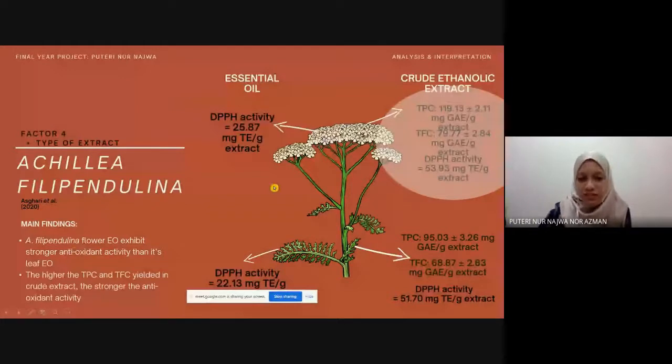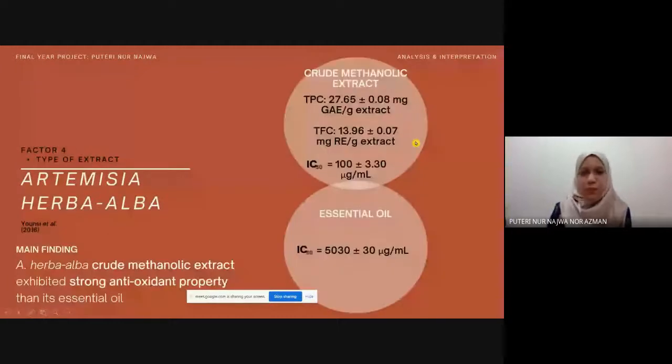And the higher the TPC and TFC yielded in crude extract, the stronger the antioxidant activity, which can be observed here in the leaf ethanolic extract. Moving on, still with the same factor, type of extract, but with results from Artemisia herba alba, the main finding is that A. herba alba crude methanol extract exhibited stronger antioxidant property than its essential oil.